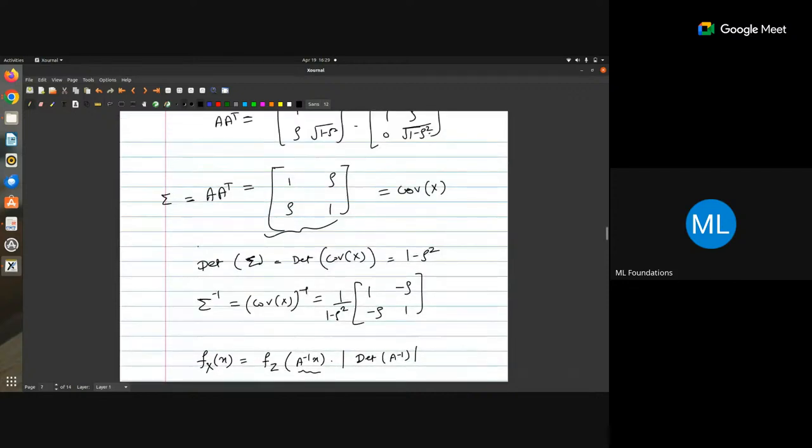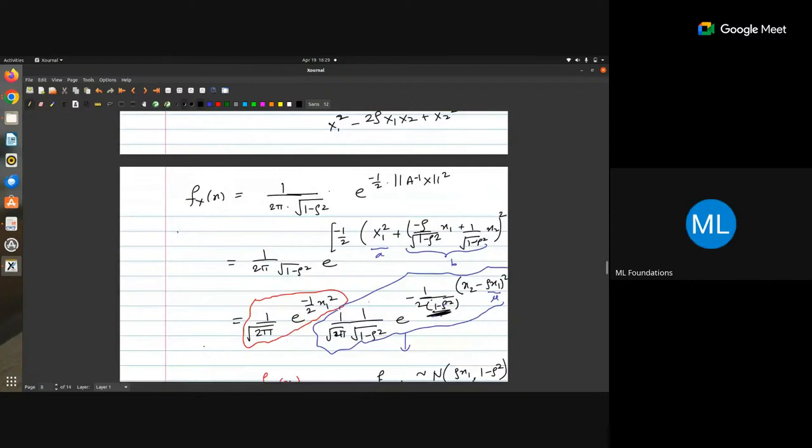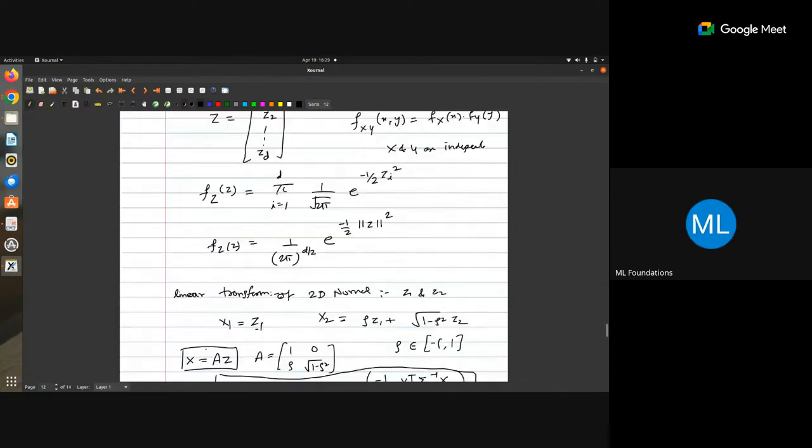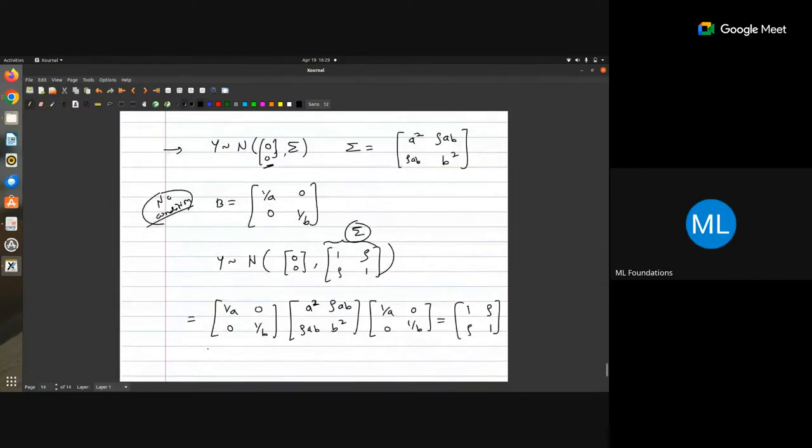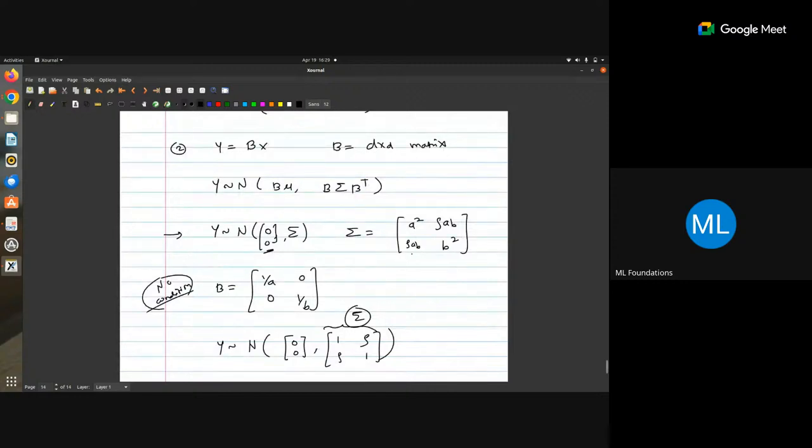Nice. Row one, right? I think because this B is a diagonal matrix, we have only changed the scales, right? But one minute. I think here I have taken sigma different, right? In this case, I've taken the generalized sigma, correct?